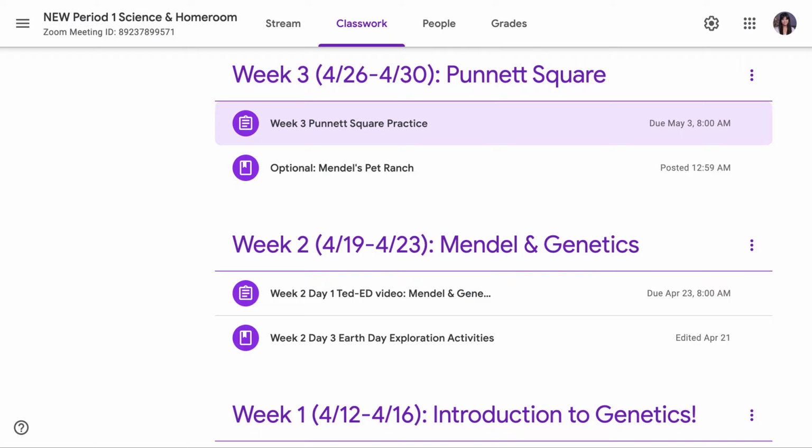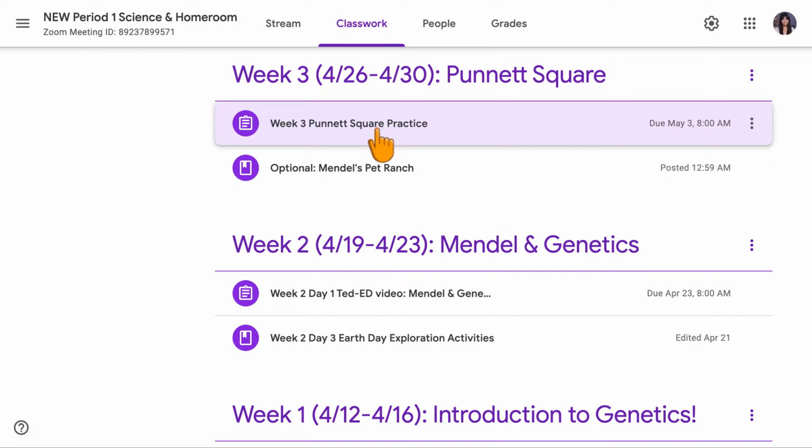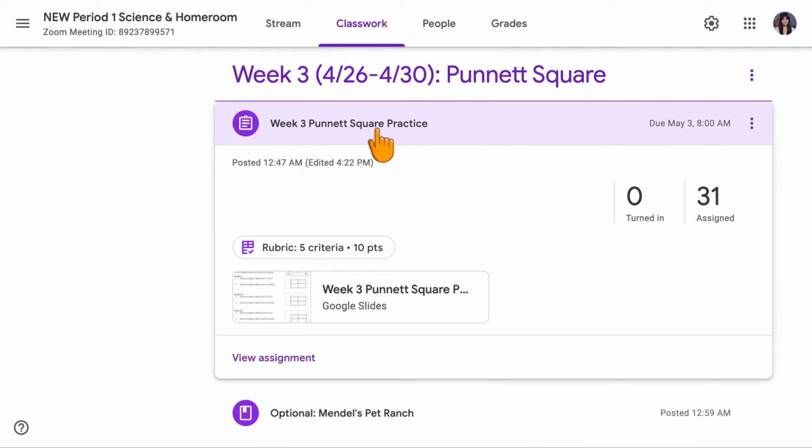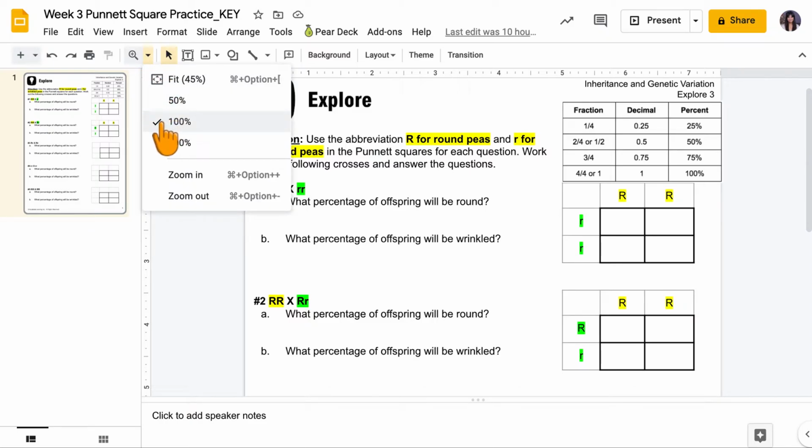To access this assignment, make sure to go to your Google Classroom. Click right here on classwork. Go down and go to week 3 Punnett square practice. Click on that and you'll find the Google slide right here. When you come to the Google slide, it might look very small, and if that's the case, make sure to click on the magnifying glass for zoom and keep it at 100%.